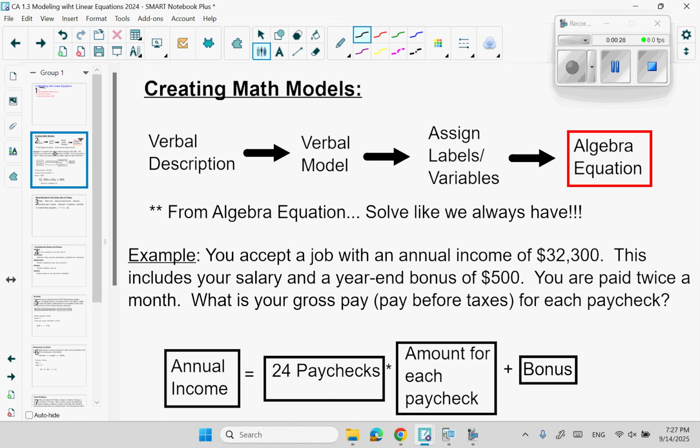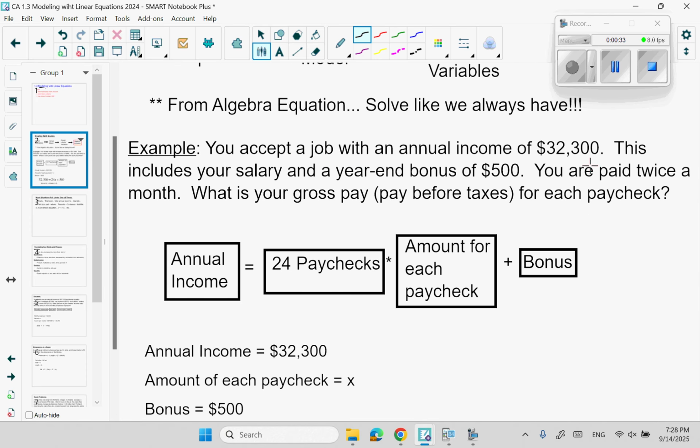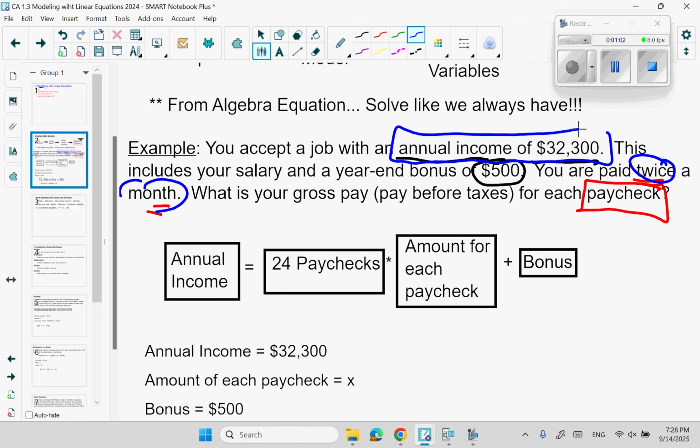an algebraic equation. So, you accept the job with an annual income of $32,000. This includes your salary and a year-end bonus of 500. You are paid twice a month. What is your gross pay for each paycheck? Well, I have to analyze that these payments twice a month are monthly or bi-monthly, and this is an annual income. So those are not consistent values there. Annual being for the full year.